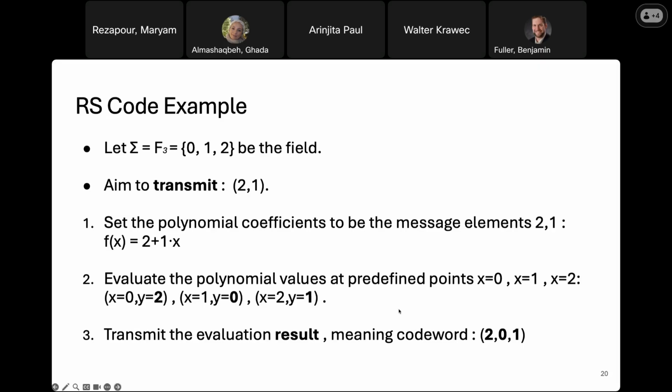Whenever we have k plus 1 points, we are going to be able to decode a code word that has been constructed from a polynomial of degree k. So, as we can reconstruct a line from 2 points.